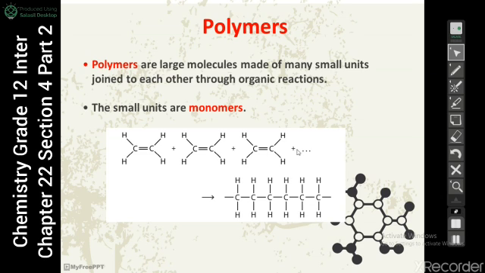So the number of monomers, or the small units, can be hundreds or thousands, any number. Then we are going to join them together to give the polymer. So the small units are the monomers, and we are going to join them together to give a very large molecule, which is the polymer.